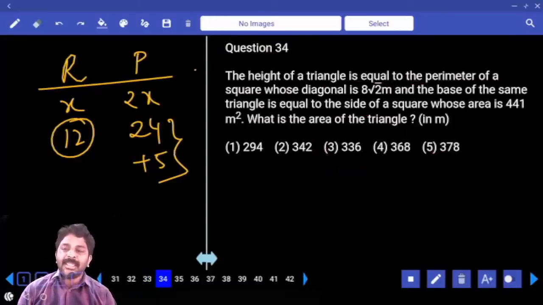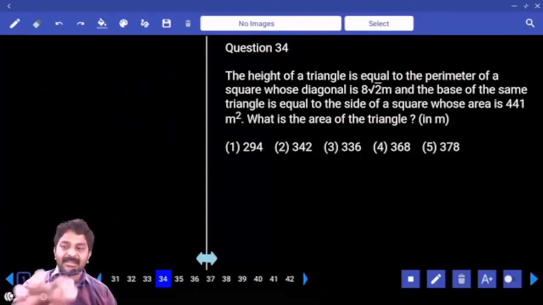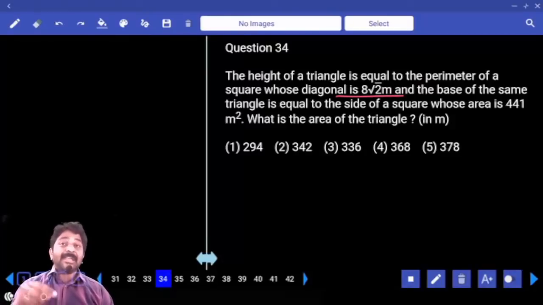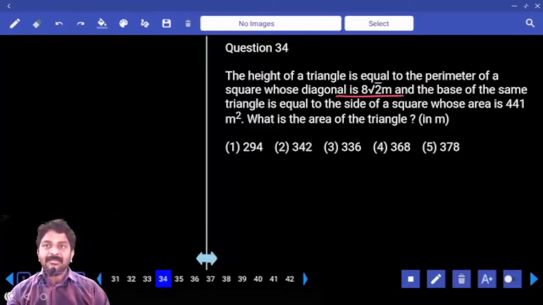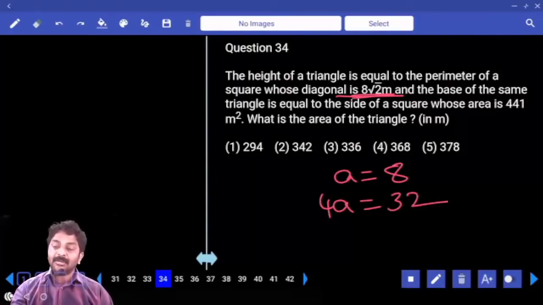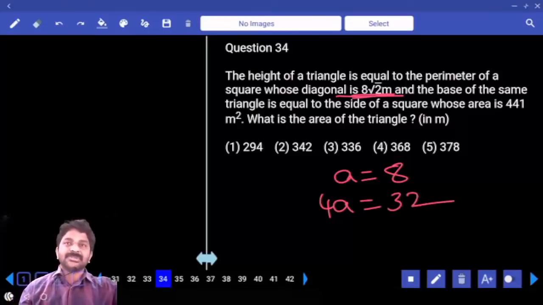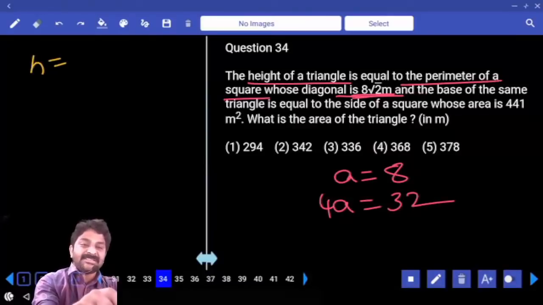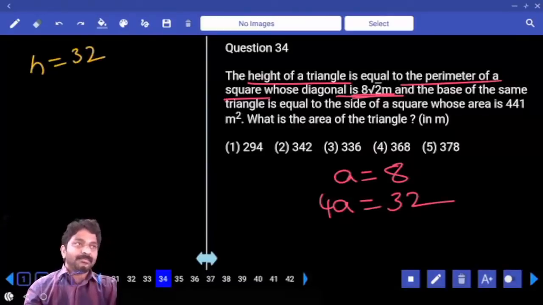The height of a triangle is equal to the perimeter of the square, whose diagonal is 8 root 2. Diagonal of a square, a root 2 only, which is equal to 8 root 2. Then side is equal to 8. Then perimeter is equal to 32. Perimeter of the square is equal to height of the triangle. So height is equal to 32.